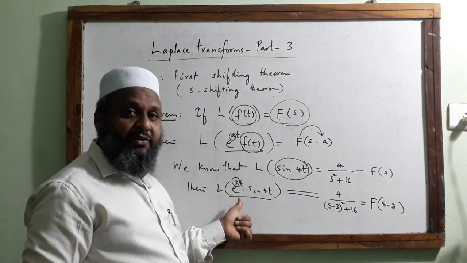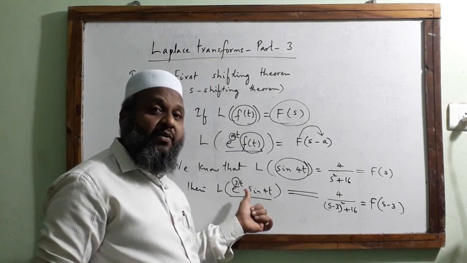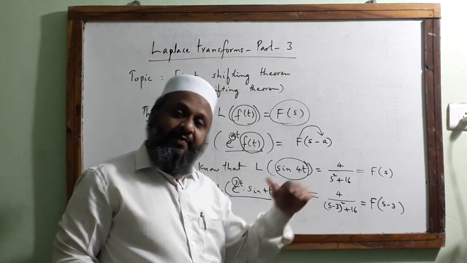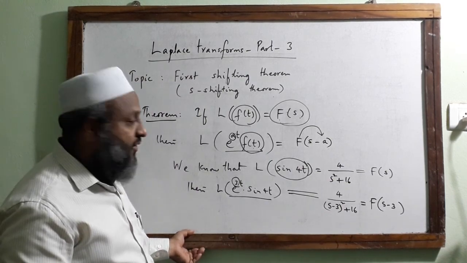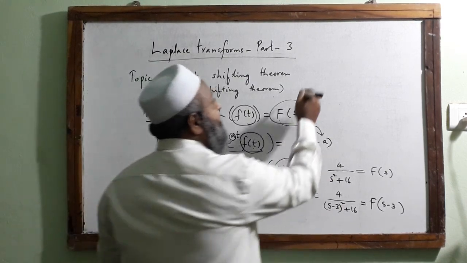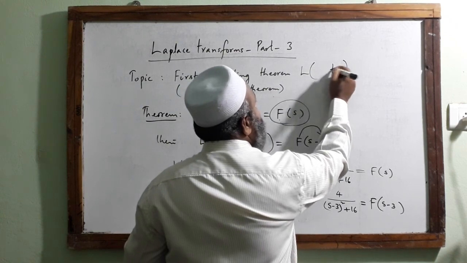This rule is to be applied only for exponentials. If I have t square or t cube, I cannot apply this rule. There is a different procedure for that, a different property for that one. I hope you understood. Now I will tell what is L of t square.